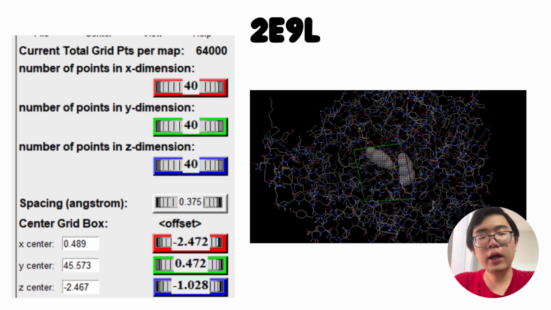This slide shows how we define the 3D space to locate the active site of the human enzyme. The left-hand side is the information about the grid box, the location on the x-axis, y-axis, and z-axis of the grid box, and the right-hand side is the actual 3D location of the active site.